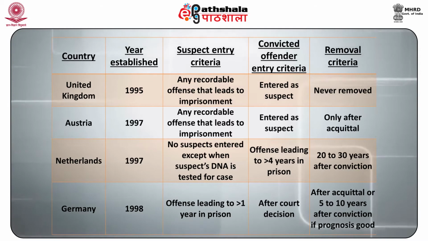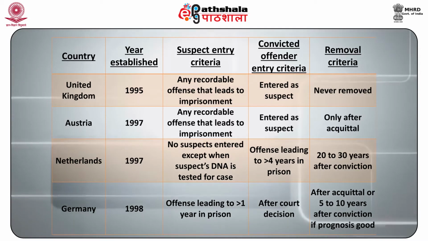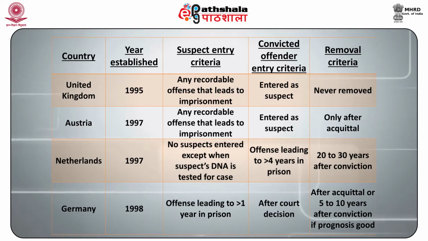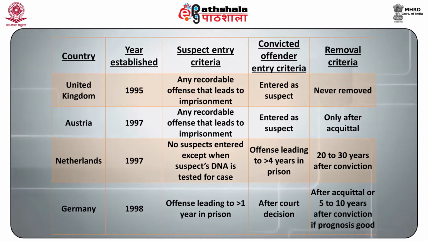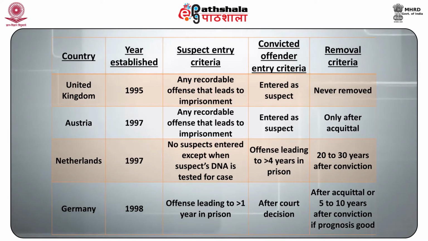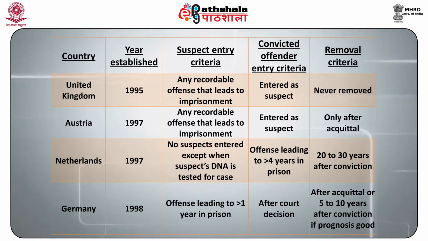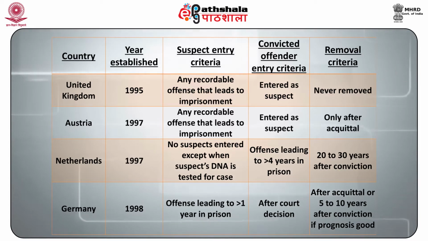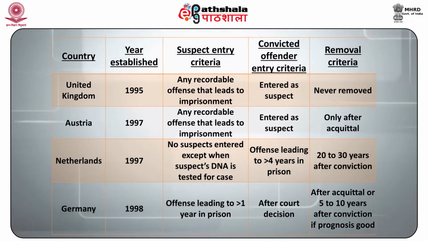For the United Kingdom, the year of establishment was 1995. The suspect entry criteria is any recordable offence that leads to imprisonment. Convicted offenders are entered as suspects, and the removal criteria is that they are never removed. Then there is Austria in 1997. The entry is any recordable offence that leads to imprisonment. Entry is as suspect, and removal happens only after acquittal.